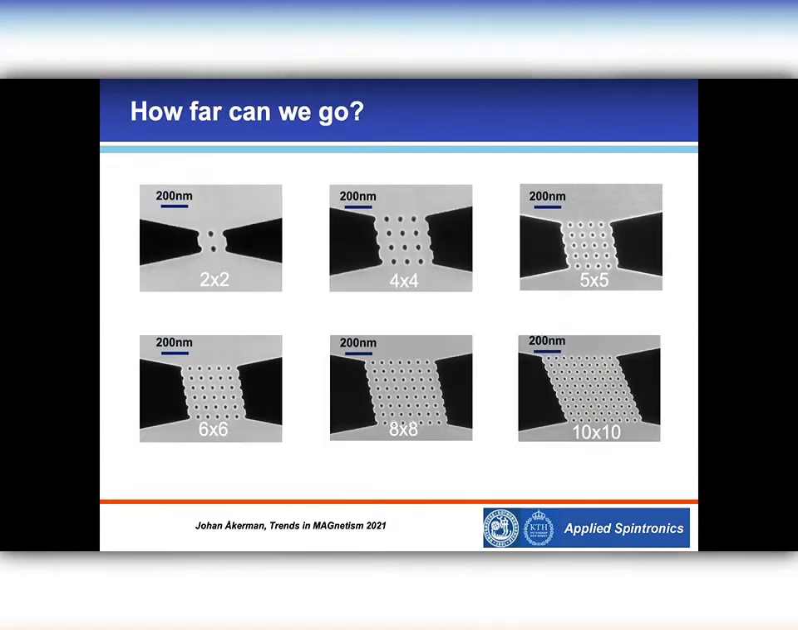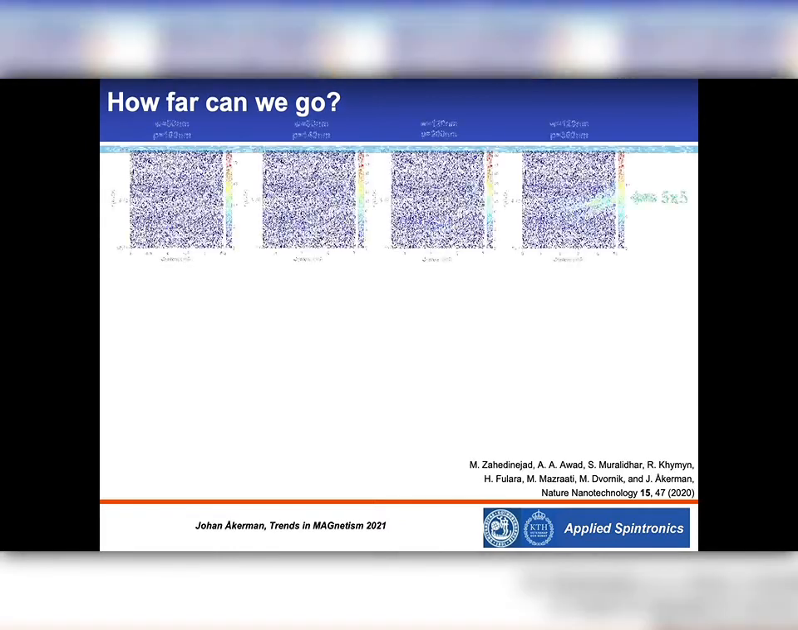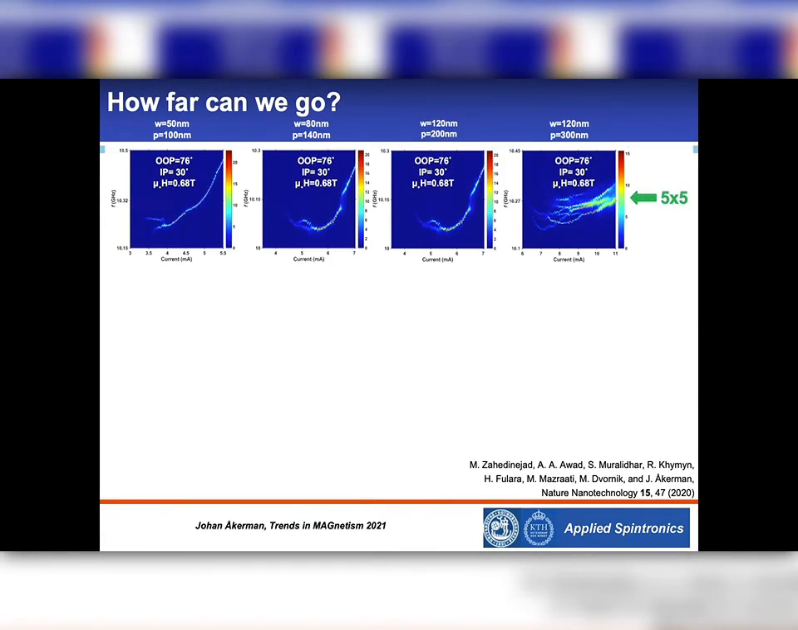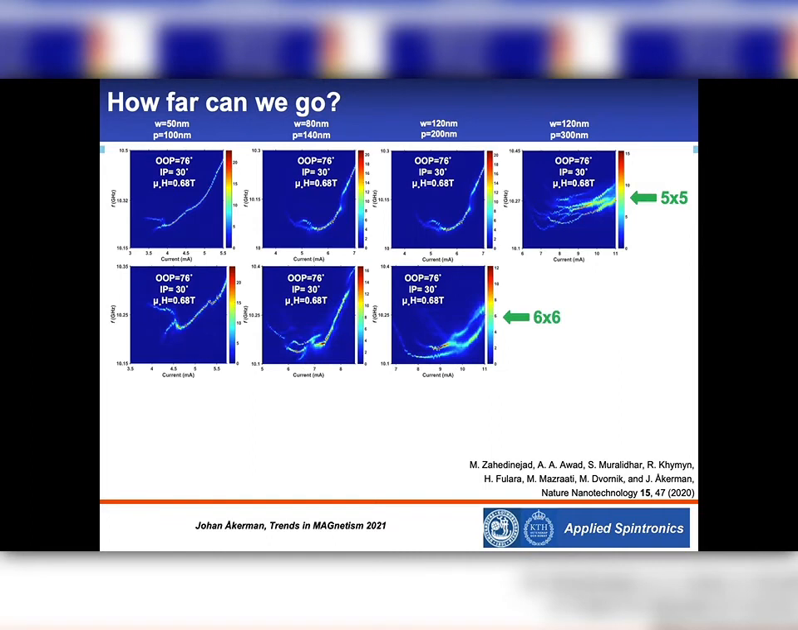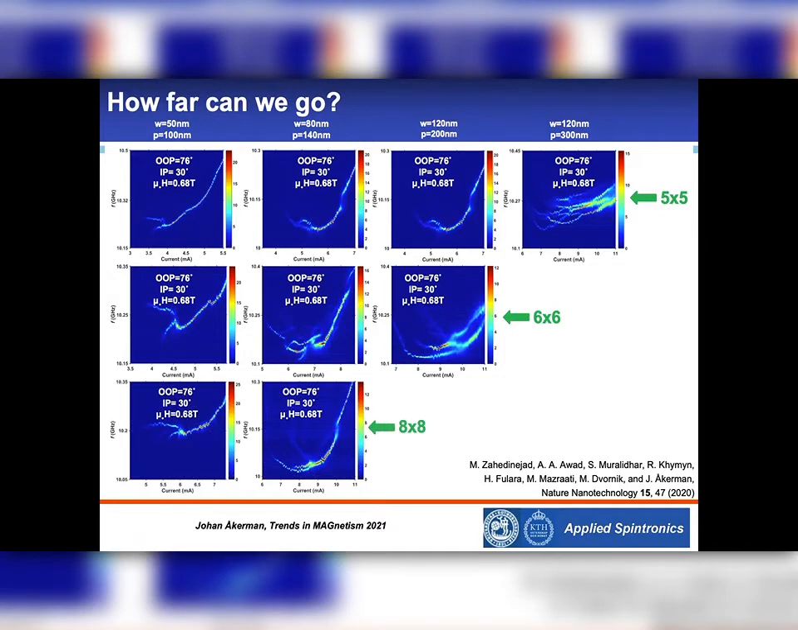And we have made 5x5, 6x6, 8x8, and 10x10 oscillators, and I will now show the microwave signal properties of those. So as in the case for 4x4, the 5x5 arrays show a very similar behavior. The largest separations don't yield a fully synchronized behavior, but the smaller separations do. If we increase one more oscillator on both sides, which is 6x6, then we have problems already at 200 nanometers. If we go to 8x8, we also don't synchronize at 140 nanometers.